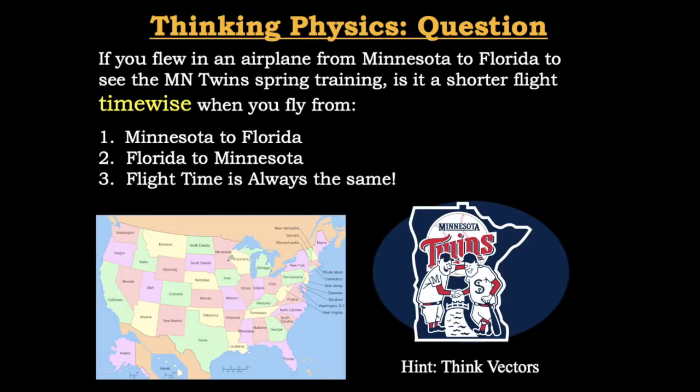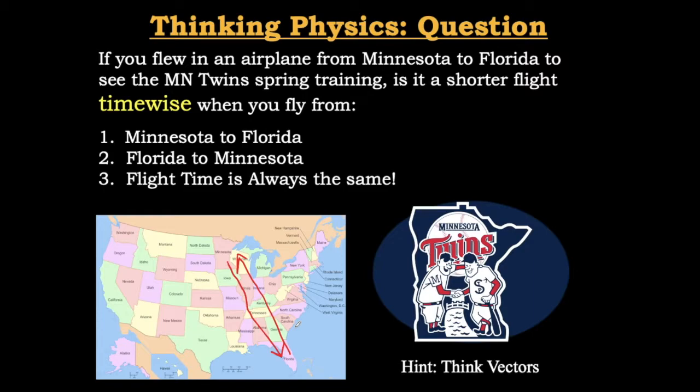And I'll just point out here, we are in Minnesota right here, and we're going to go to Florida, which is down here. Mr. K. Laurent and myself would go see the Twins spring training back in the day. So we'd get on the plane and fly down to Florida, down at Fort Myers right here. And the question is, if you started a stopwatch and timed it, is it a shorter flight time-wise when you go down to Florida? Or is it shorter when you come back, Florida to Minnesota? Or is it a trick question, and it's always the same?